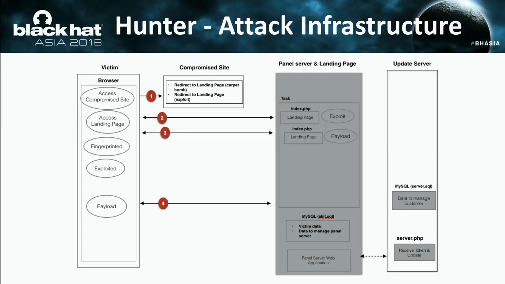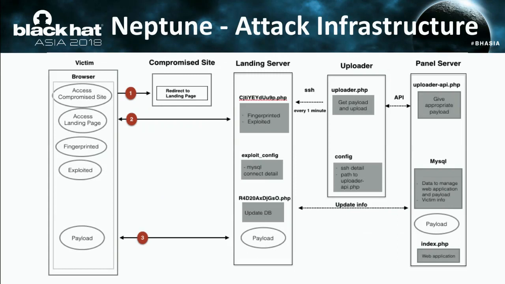So the victim accesses the compromised site and is redirected to the landing server, and the victim is exploited, and finally the payload is downloaded and the victim is infected with malware. And this is another exploit kit attack infrastructure, the Neptune exploit kit. This is also an exploit kit sold as a package.